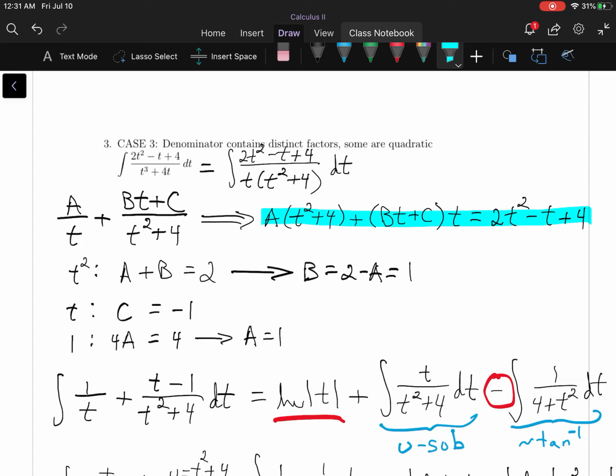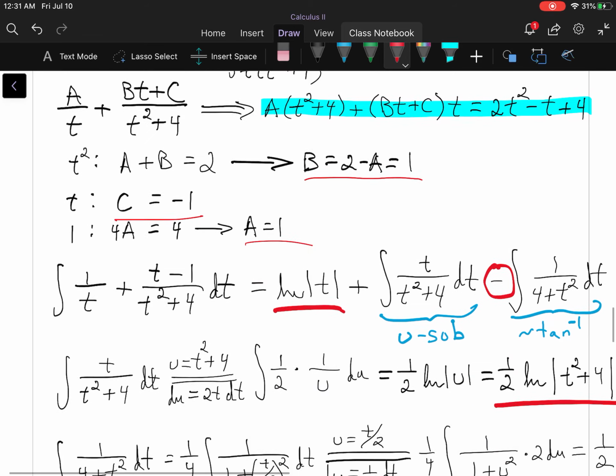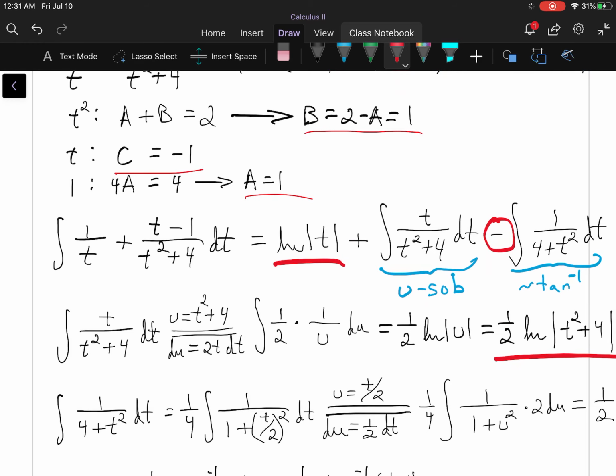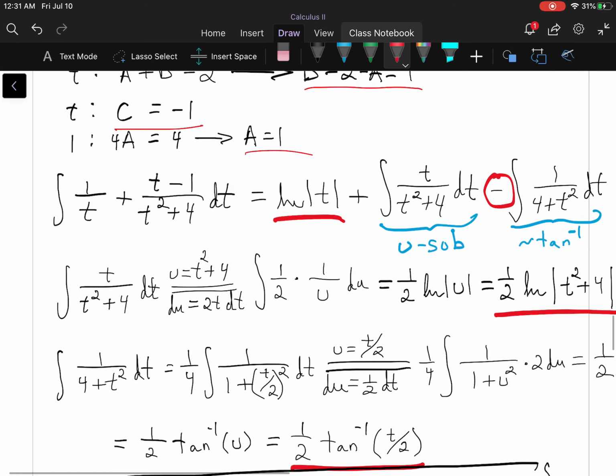And so we have that a is 1, c is negative 1, and b is going to be 2 minus a, which comes out to be 1. Plug those in and integrate, and it requires a little bit of work, but the integral of 1 over t is the natural log of t. Dividing the t minus 1 by t squared plus 4, you could get two new integrals, which I have on the right here. And the first integral is going to be solved by u substitution.